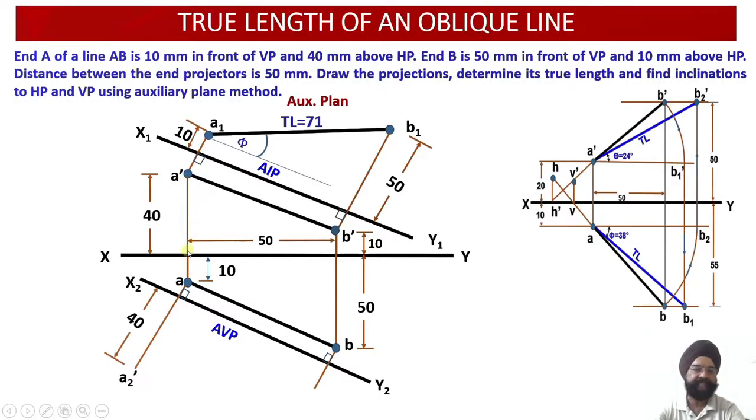I'll measure this distance, and what is this distance? This is 40 mm above the horizontal plane. That is, again, a positive distance. So end A of the line lies 40 mm above the horizontal plane. Here again you can check. This is my new plane AVP, which is x2 y2. I have to draw the same distance positive. Positive means above the horizontal plane. So I have to draw this distance above the plane, 40 millimeter.